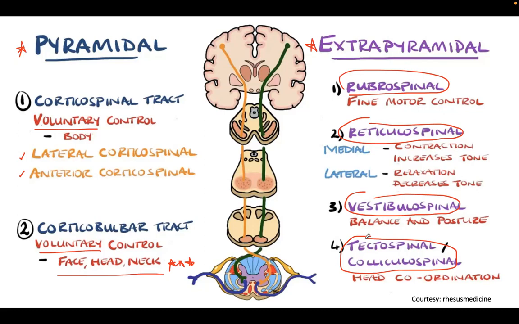Now, the reticulospinal tract divides into the medial reticulospinal tract and the lateral reticulospinal tract. What I want you to remember is that the medial reticulospinal tract is responsible for contraction of the muscle. It would increase the muscle tone. While, on the other hand, the lateral reticulospinal tract is responsible for relaxation of the muscle. It would now decrease muscle tone.